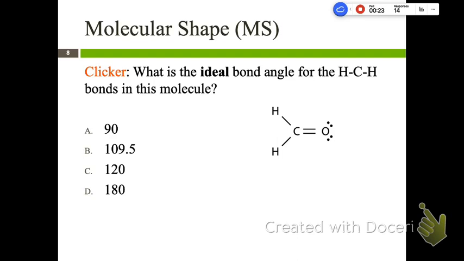So there's ideal and there's actual. The ideal is just based off of the steric number. And then the actual is some domains of electrons have more repulsion than others. So what is the ideal? Go ahead and click your ideal, the ideal bond angle for that HCH.